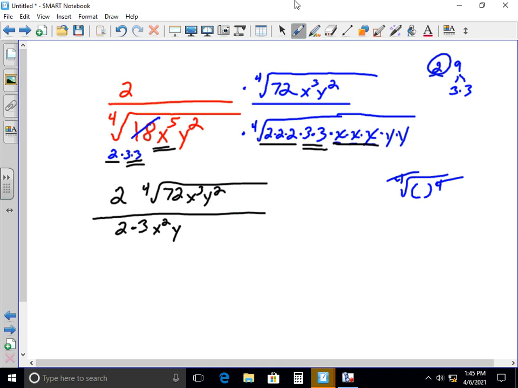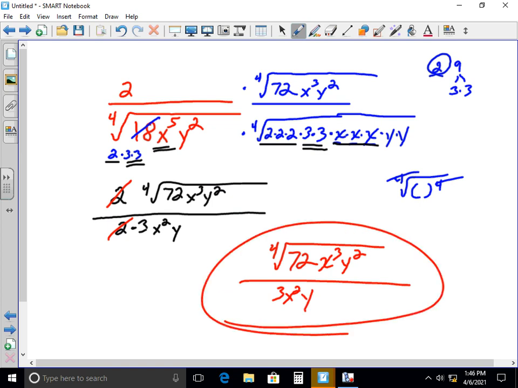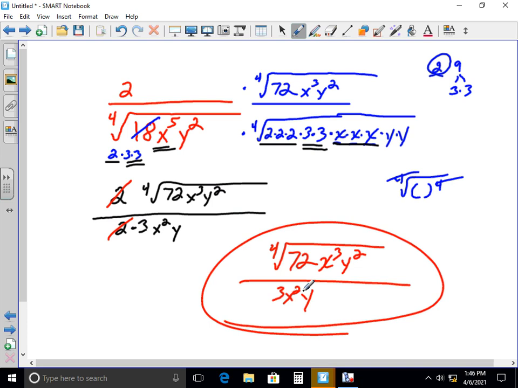Anything reduce? So yeah, 2 times 3 is 6. But if we have a 2 on top and a 2 on bottom that are both factors, we can cancel those. So we're left with the fourth root of 72 x cubed y squared on top, 3x squared y on bottom. Good.